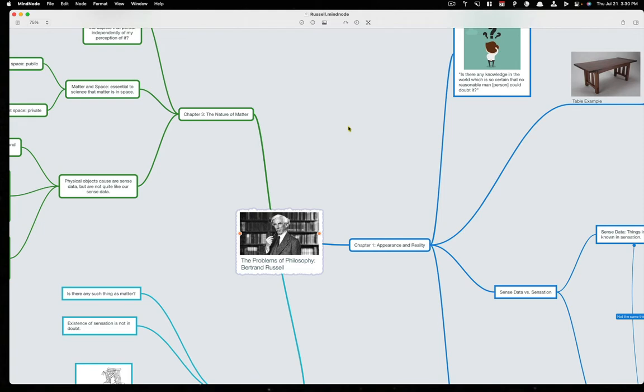But by and large, his book was a way of introducing students to the things that we're going to be looking at throughout the course. So in this case, we're talking about epistemology: what knowledge is, what we know, how do we know that we know, and so forth. So Russell acts as a nice overview of all of the questions that we're going to be dealing with.